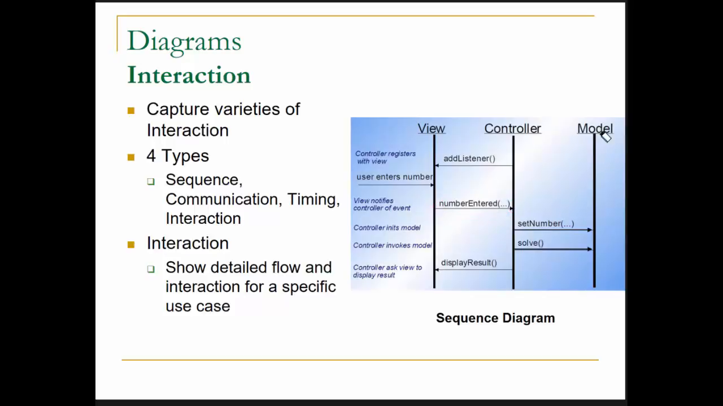Next we have the model. In a model view controller system, the model is where the work is actually done. So the controller initializes the model with this set number method, and this is the number that the user entered. This is a model view controller simplified version for a number problem of some kind. And then the controller invokes the solve method of the model. The solve method will return a solution to the controller, and the controller will then invoke the display result method on the view, and the view displays the result to the user. So there's a sequence diagram for model view controller.